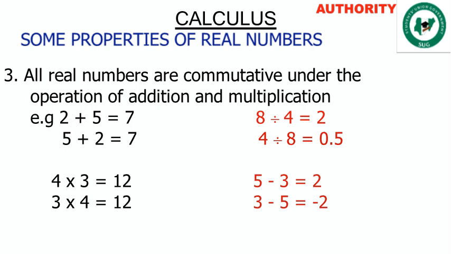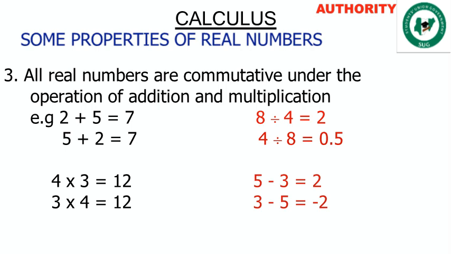That is for addition. And for multiplication, let's put these two numbers, 4 and 3. Now we will have 4 times 3, or 4 multiplied by 3. It will give you what? 12. And then 3 times 4 will still give you what? 12. This is commutative. It is only under the operation of addition and multiplication.